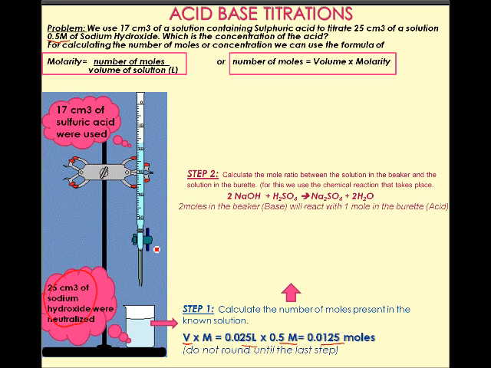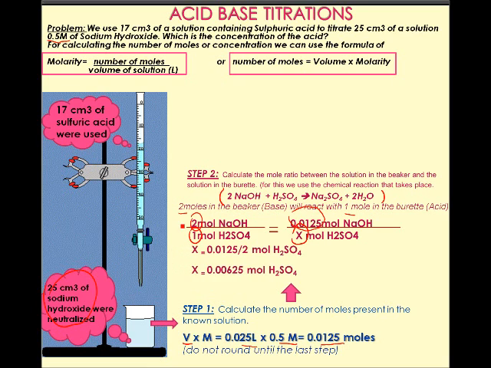We saw that 2 moles in the beaker will react with 1 mole in the burette, since the reaction that takes place in the beaker is the one that you have on the screen. So if 2 moles of hydroxide react with 1 mole of acid, and we have only 0.0125 moles of sodium hydroxide, we can calculate the value of X for the acid.